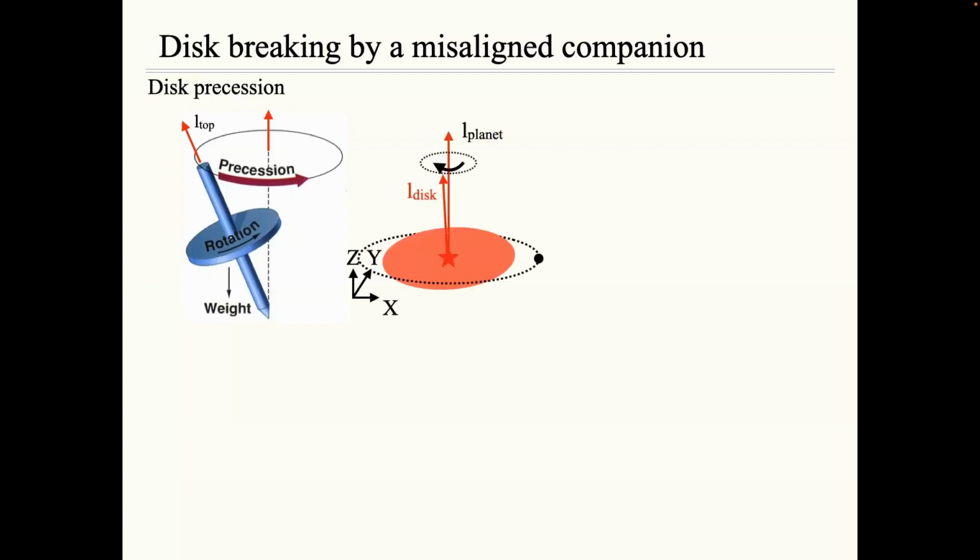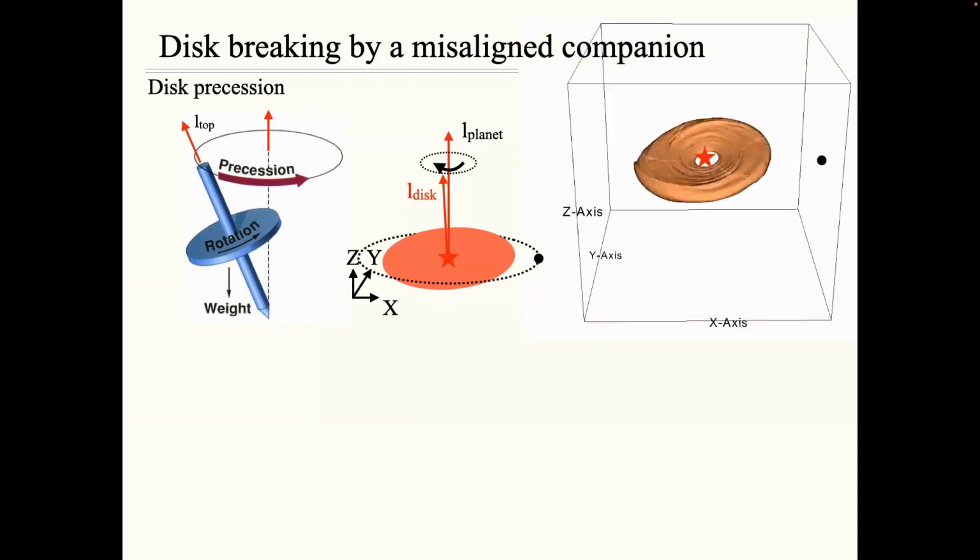Now imagine you have a disk. The disk is also rotating around the central star. And then you have a companion. The companion is misaligned with the inner disk. The companion's angular momentum vector is this, while the disk angular momentum is pointing towards you. The gravitational interaction between the companion and the disk will make the disk precess counterclockwise. This is an animation to show that if you have a companion here, the disk will start to precess.